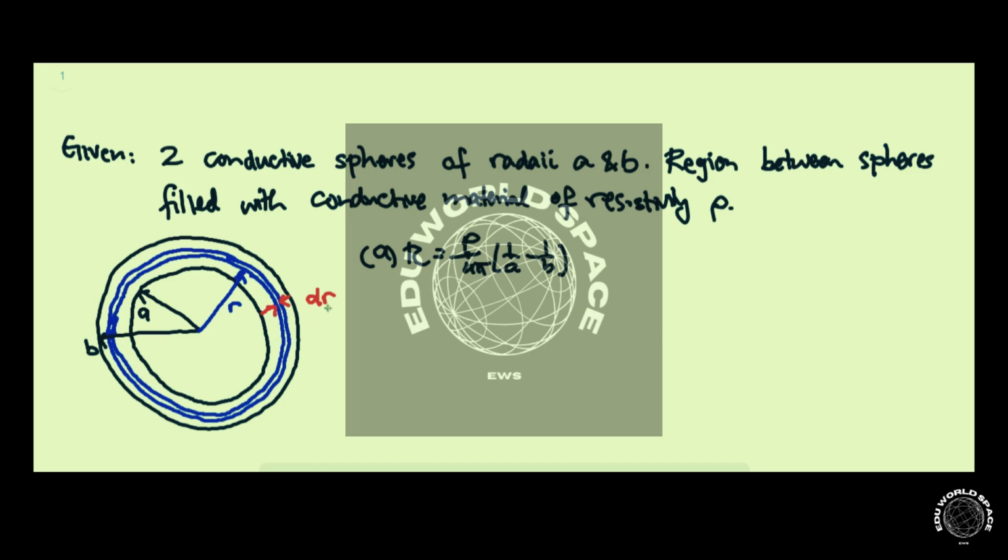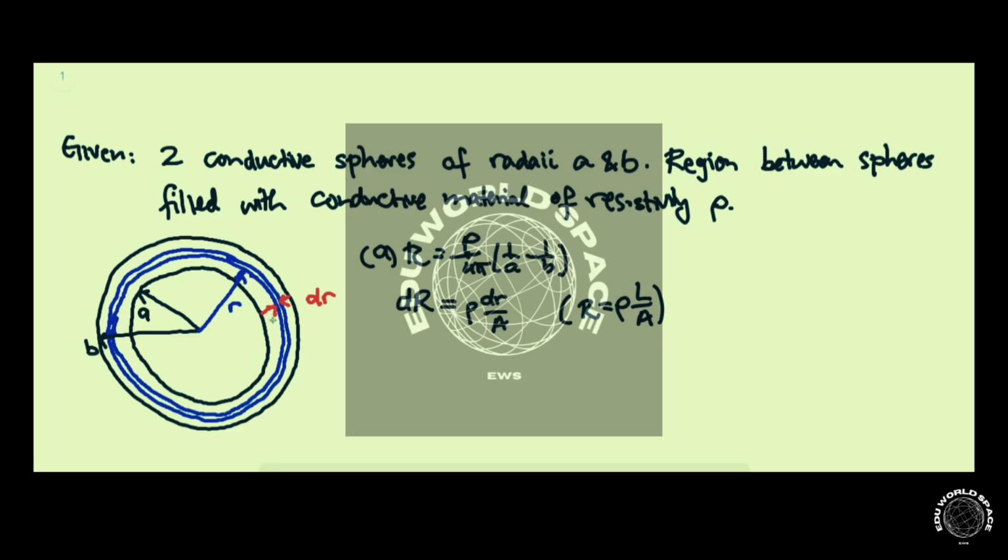basically start with a thin spherical shell with a thickness dr, so that the resistance of this spherical shell is equal to ρ dr over A. This is kind of like using R equals ρL over A, where dr is playing the role of L and the cross-sectional area is still the cross-sectional area.